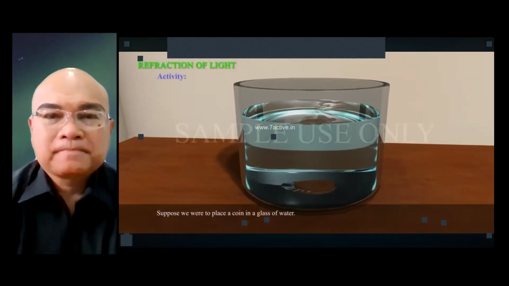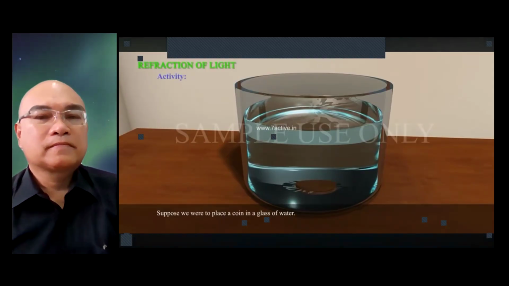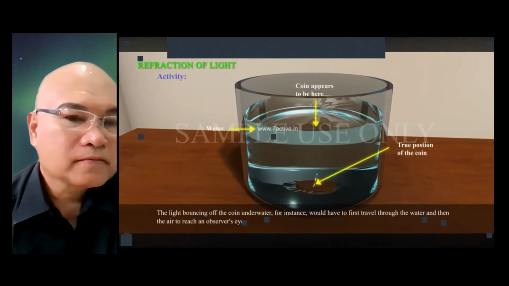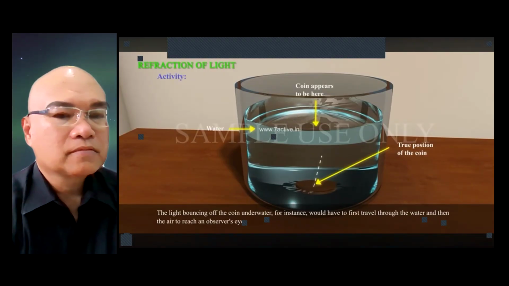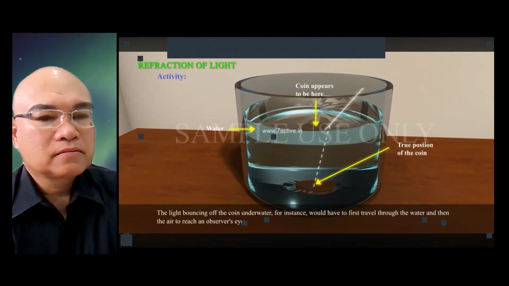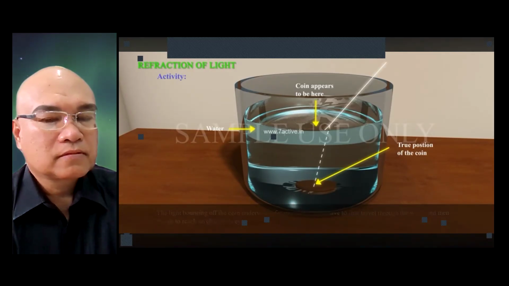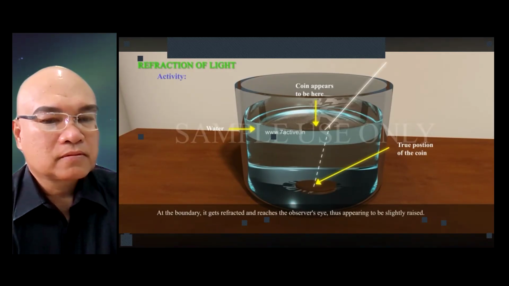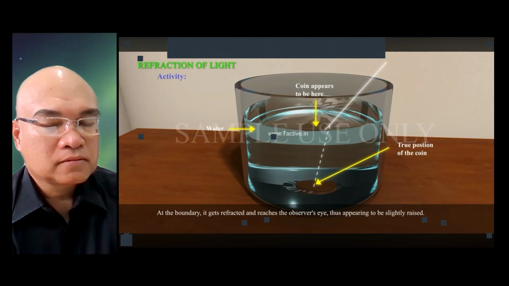Activity. Suppose we were to place a coin in a glass of water. The light bouncing off the coin under water, for instance, would have to first travel through the water and then the air to reach an observer's eye. At the boundary, it gets refracted and reaches the observer's eye, thus appearing to be slightly raised.